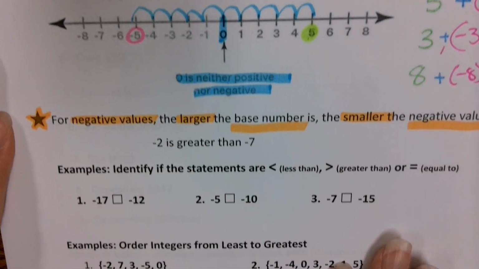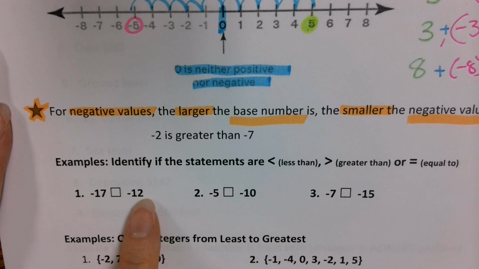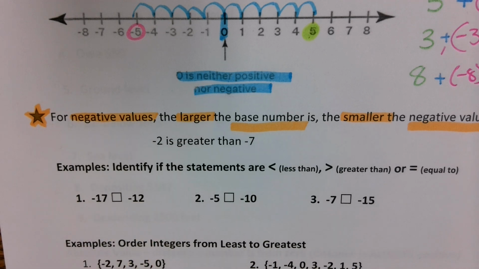So let's take a look here at that. We have -17 compared to -12. Which one of these numbers is going to be further away from 0? It's going to be further down the number line from 0. The -17 or the -12?